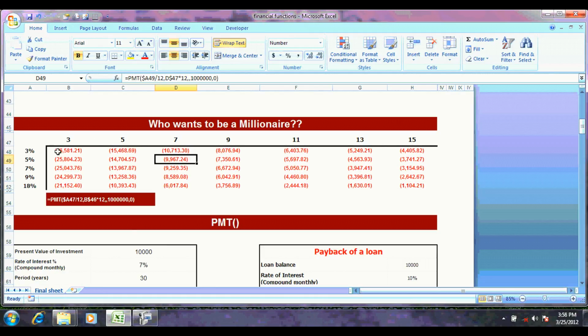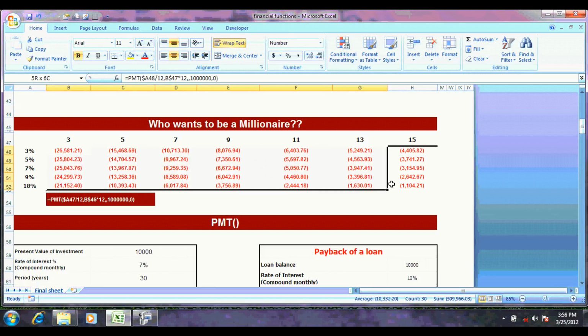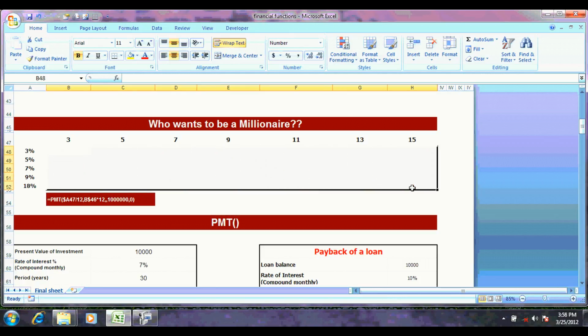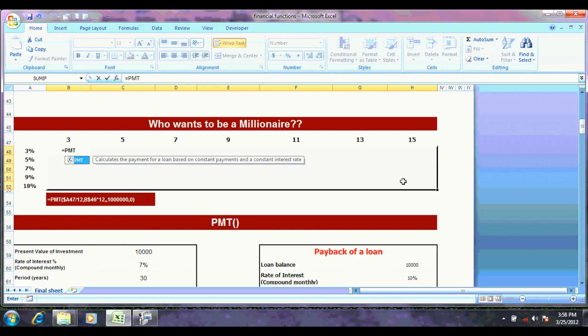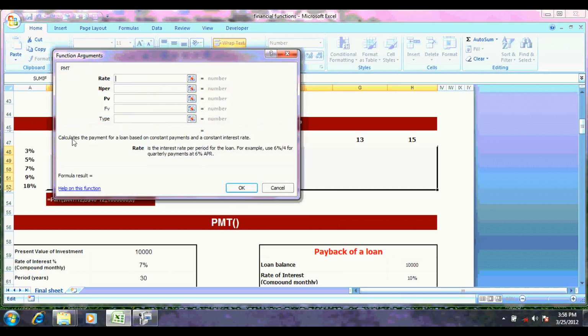Now let's learn how to make this kind of a matrix. So first I have deleted. Select the cells which you want. Equal to. In this chapter we'll be using partial referencing, which you know quite well. We've already done that in our referencing chapter. So PMT is the payment function. It calculates the payment for a loan based on constant payments and constant interest rate.